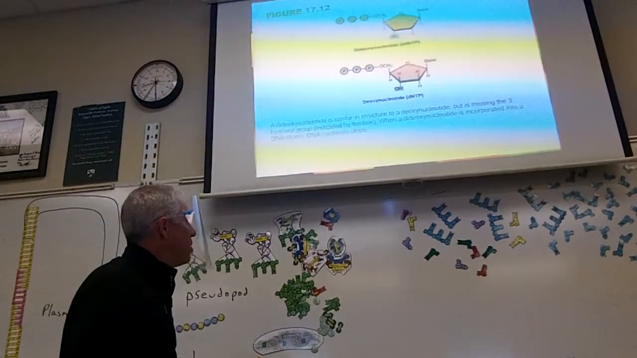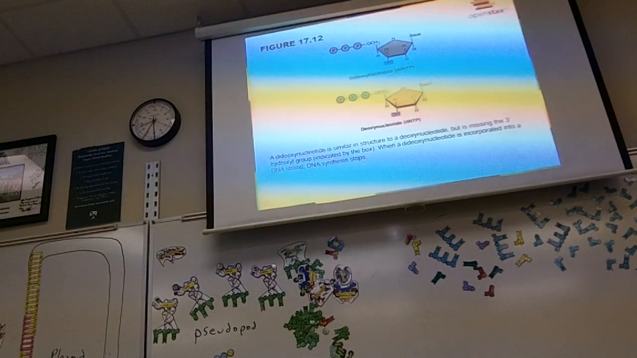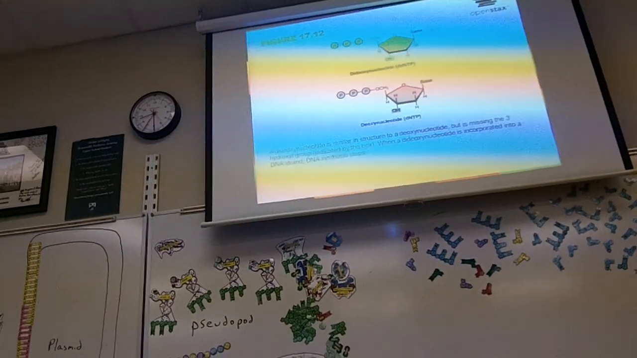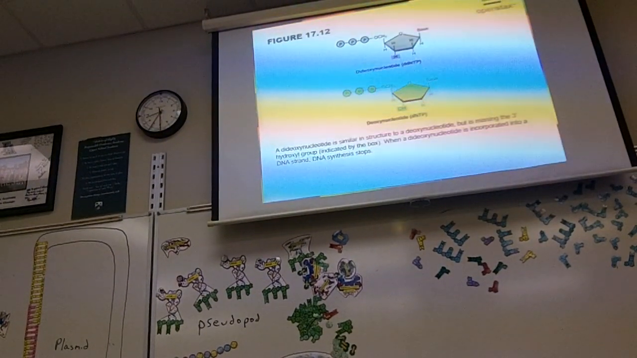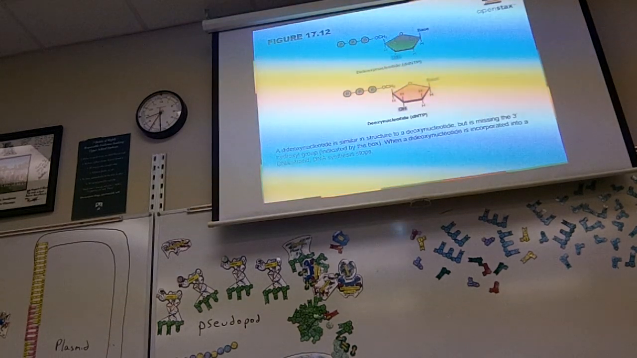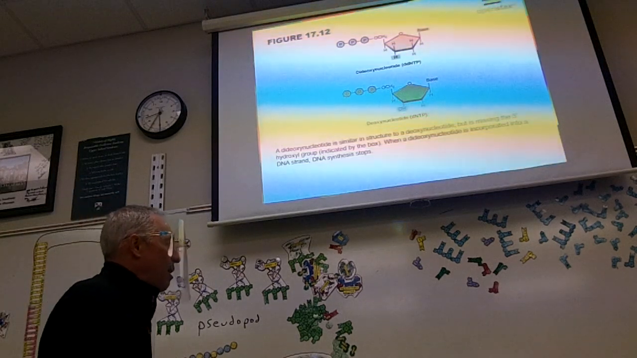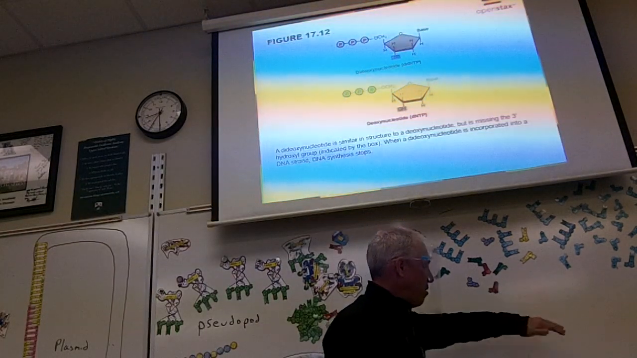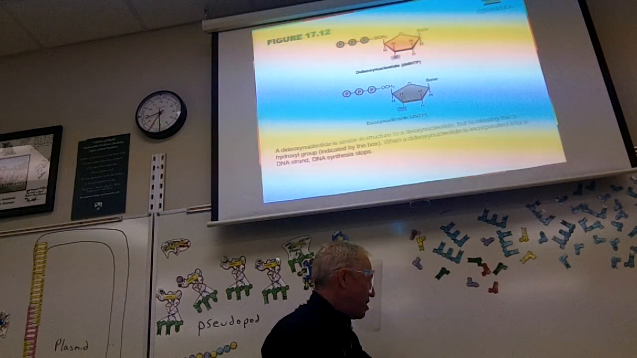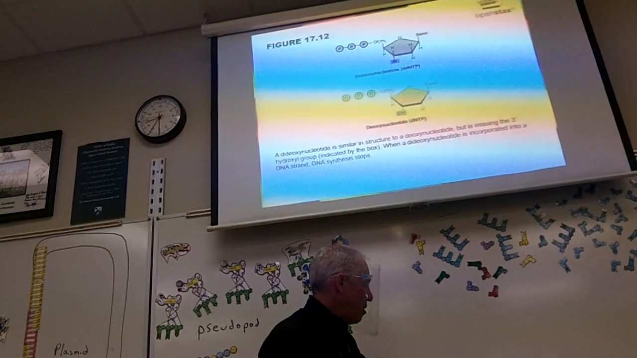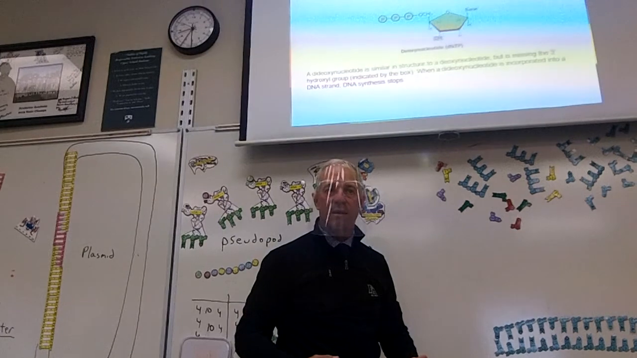So 17.3 talks about something I've actually already discussed in here. Really. So it's how they figure out the order of bases on a chromosome. How they sequence the DNA, sequencing.